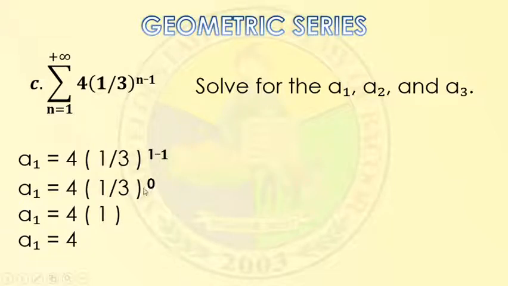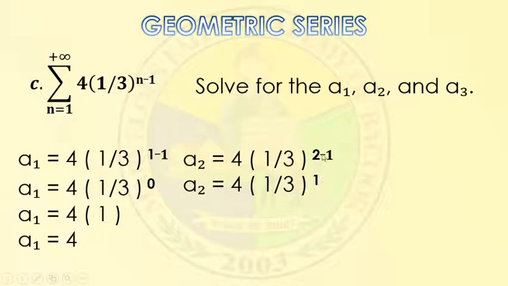And then next, any number raised to 0 is always equal to 1. Okay, and then 4 times 1, the answer is 4. So ayan yung value ng first term natin. Next, a sub 2 equals 4 times quantity 1 over 3 raised to 2 minus 1. Okay, bakit naging 2? Kasi hinahanap na natin yung second term natin. Okay, so subtract natin yan.